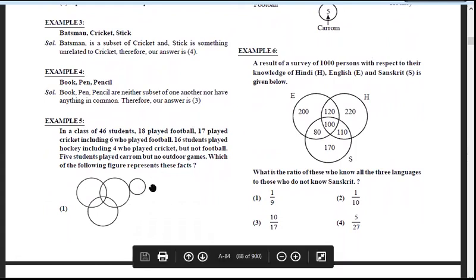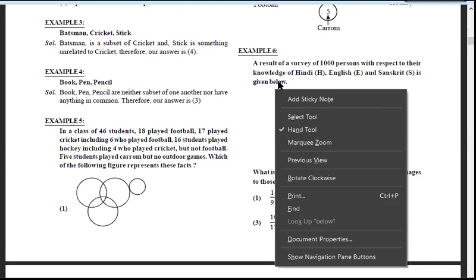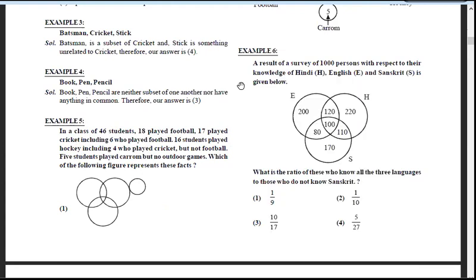So this is diagram one. Please look at the diagram. We have 4 sets: the set of students who play football, the set of students who play cricket, the set of students who play hockey, and the set of students who play carom, right? So you can say that the total number of students n(total) is equal to 46. I'll try to show you the options. Anyways, let's see.